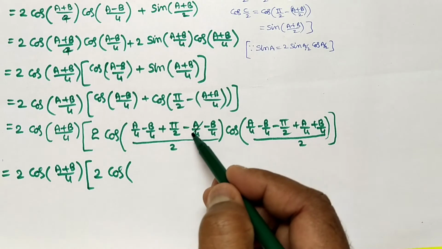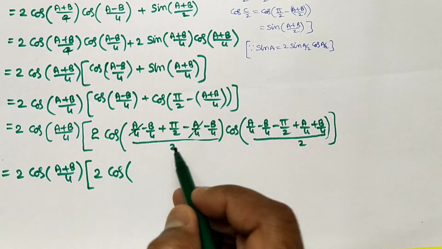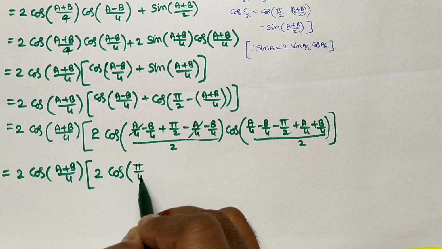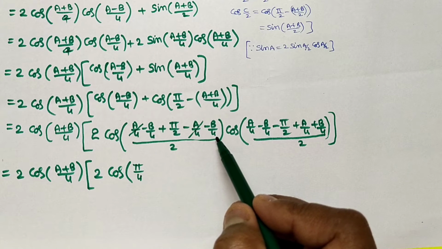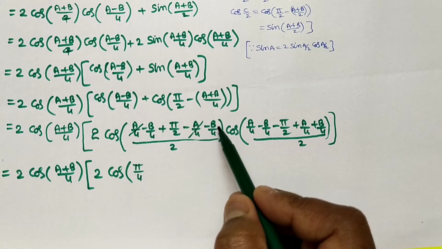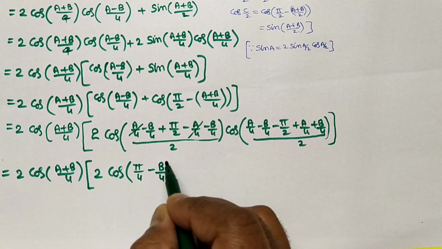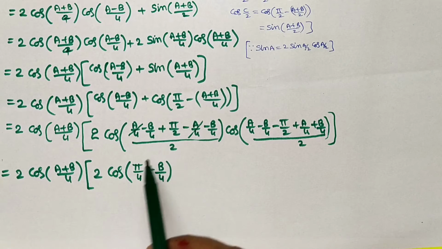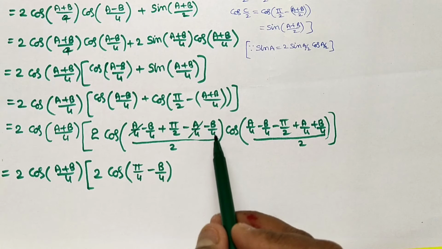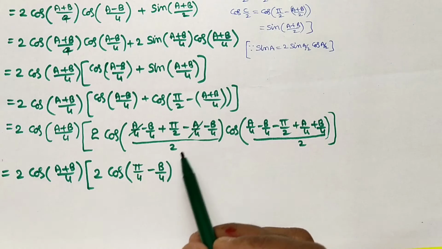here minus a by 4 plus a by 4 get cancelled. Pi by 2 by 2, pi by 4. Minus b by 4 minus b by 4, minus 2b by 4. That means minus b by 2 by 2, so minus b by 4. Once again I'll repeat. Pi by 2 by 2 means pi by 4. Minus b by 4 minus b by 4, minus 2b by 4. So minus 2b by 4 means minus b by 2 by 2, minus b by 4.